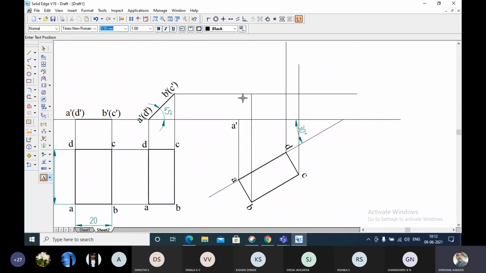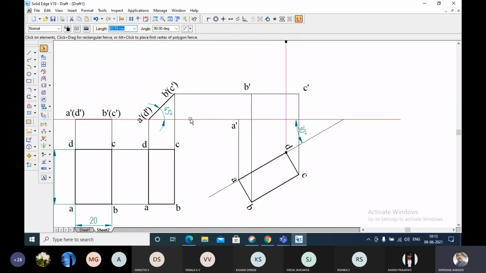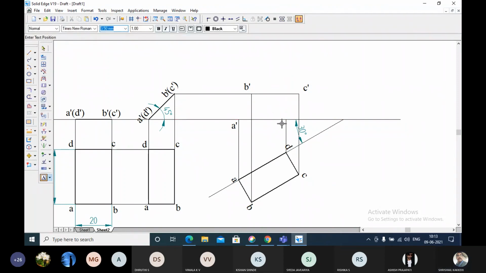Name it as B dash. And C: C is coming on this line and on this line, so this is the intersection point of these two. Let me trim these two and name it C. And D and D: D is coming on the XY line itself, so let me trim this portion and this will be D. Now go to lines, select a visible line from A to B, B to C, C to D, D to A.